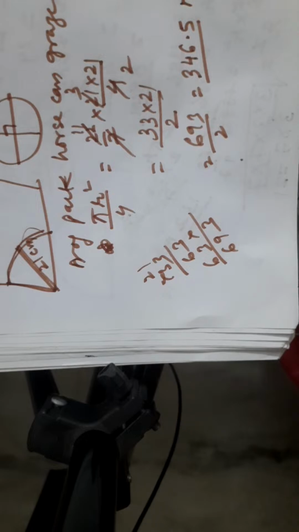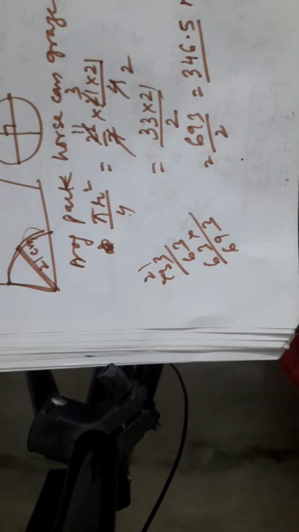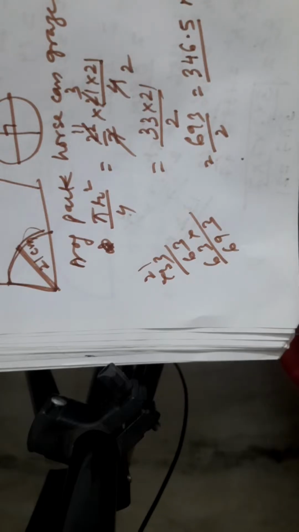Now next question. It's given a steel wire, when bent in the form of a square, encloses the area 121 centimeter square. The same wire, when it is bent in the form of a circle, find the area of the circle. So how are you going to solve this kind of question? As per me, this is the most important question of your exercise, and moreover it is very interesting also.